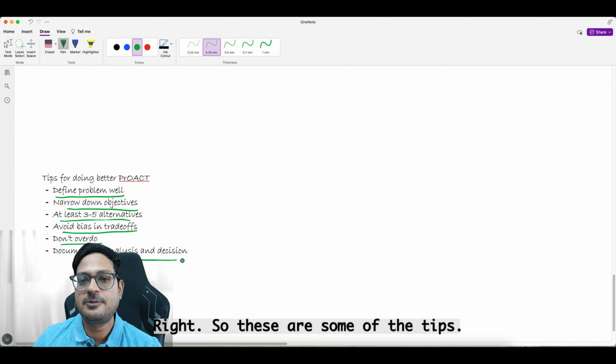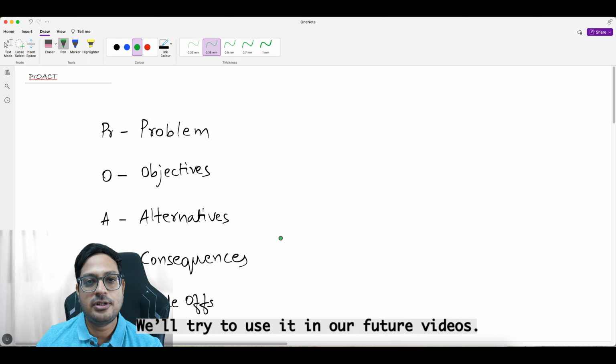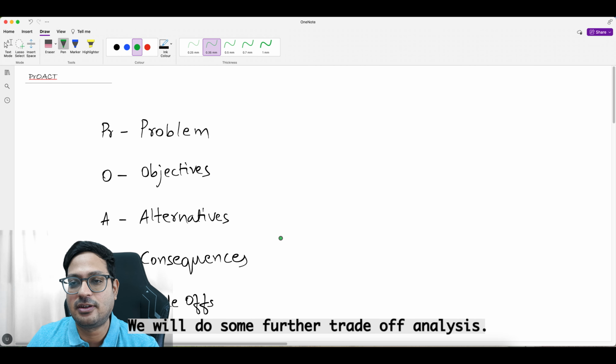So these are some of the tips. This is the framework. This is how it works. I hope you found it helpful. We'll try to use it in our future videos. We'll do some further trade-off analysis.